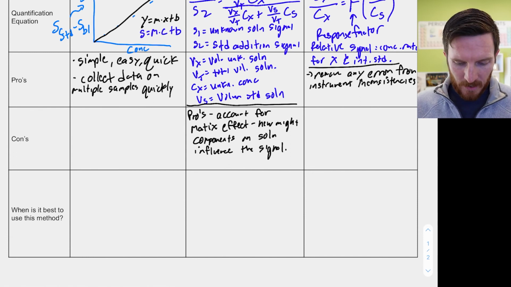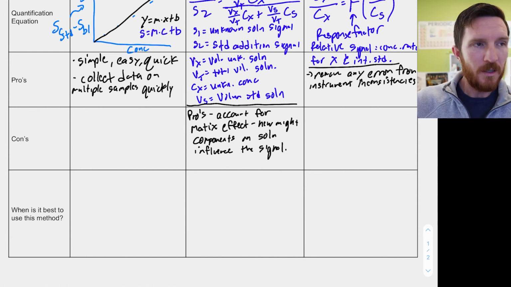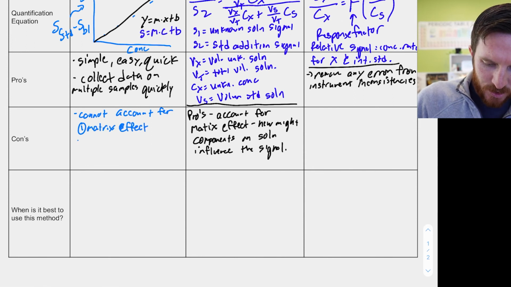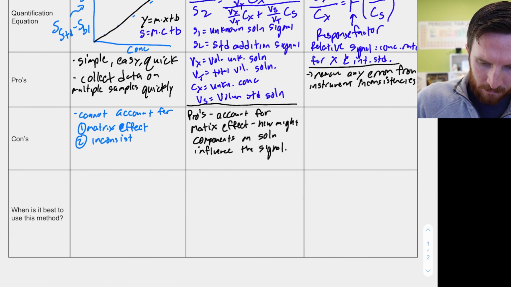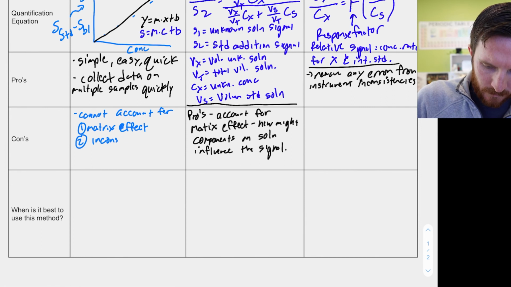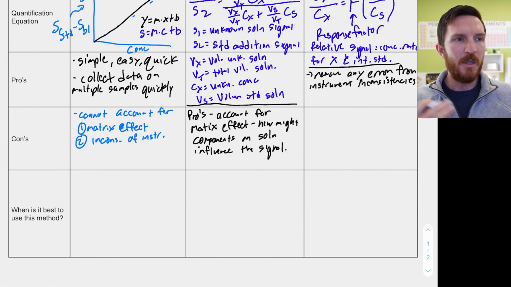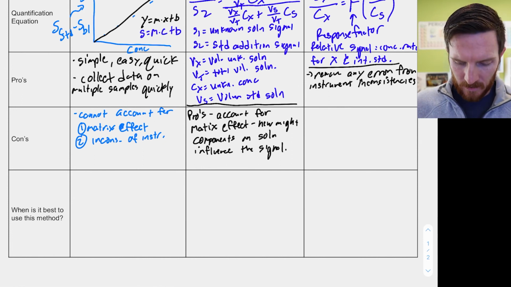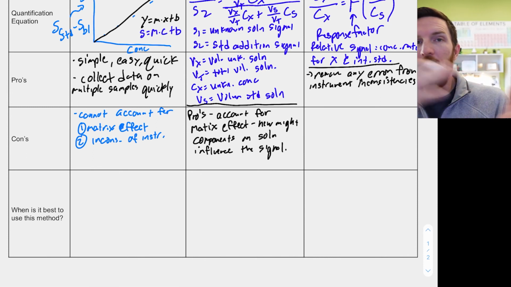Now we think of what are the cons. The cons for external standards is that they cannot account for, one, any kind of matrix effect, and two, any kind of inconsistencies of the instrument. And so it becomes a problem if we're trying to use those, and we see here that that's where we'd want to use those other two.